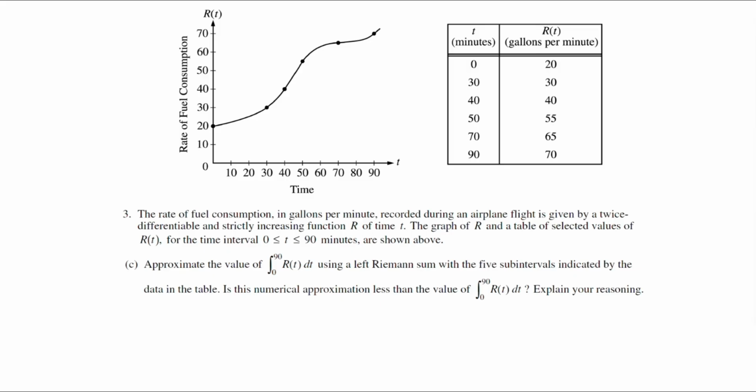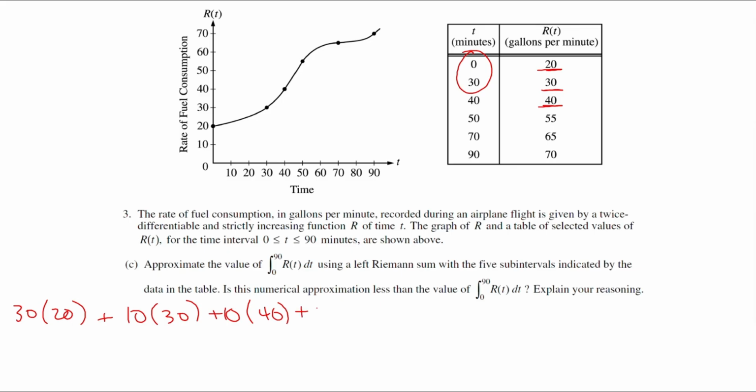So the first interval from 0 to 30 is 30 minutes. So we'll do 30 times the left endpoint of that, which is 20, the value at 0. We'll add to that the 30 to 40. 30 to 40 is 10 units, and we'll multiply that by the next left endpoint, so that's 30. And then we'll do 40 to 50, which is 10. And at 40, it is 40. So that'll be a 40.